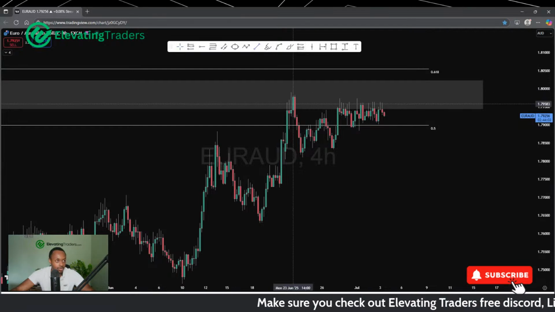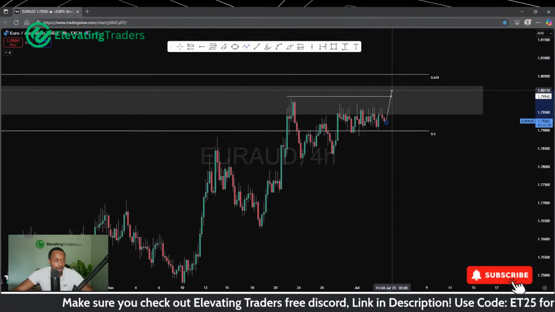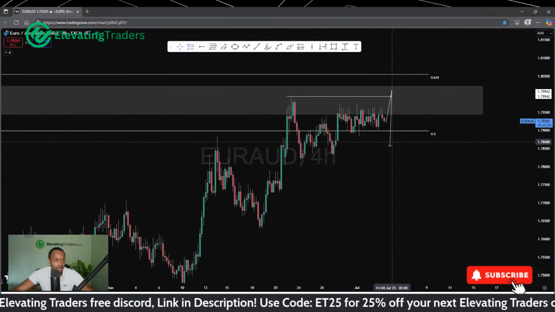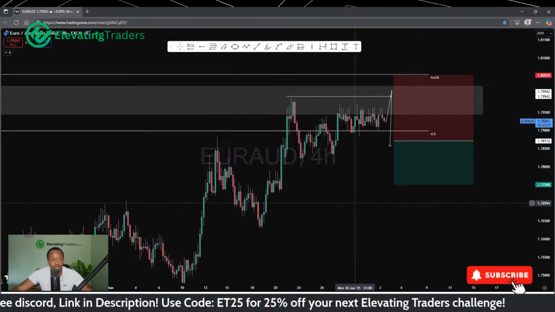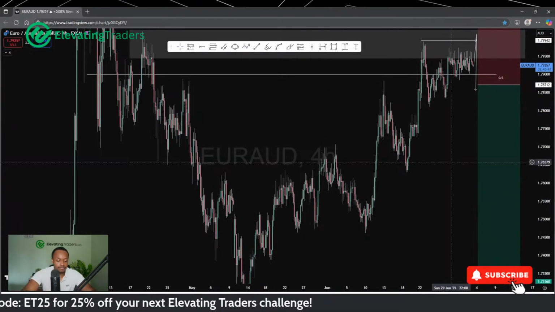So there'll be a lot of stop losses just kind of resting above all of here. If we could run higher and then have an aggressive sell-off, that would give me a lot of confidence to short Euro Aussie in terms of the entry itself and then expecting the big swing.